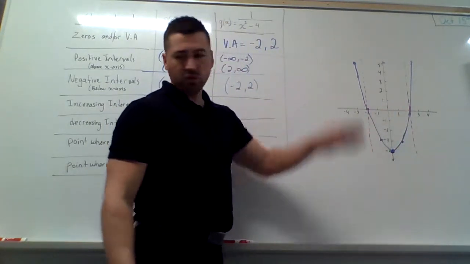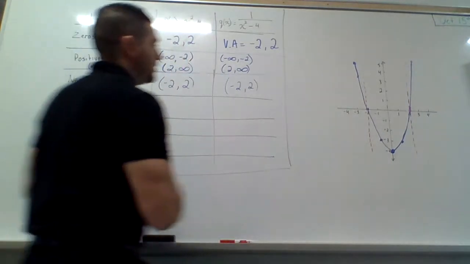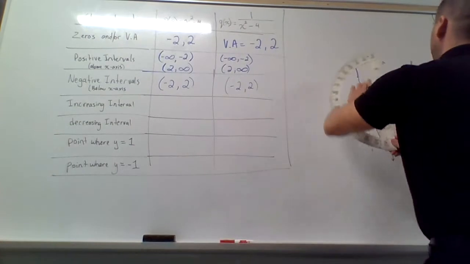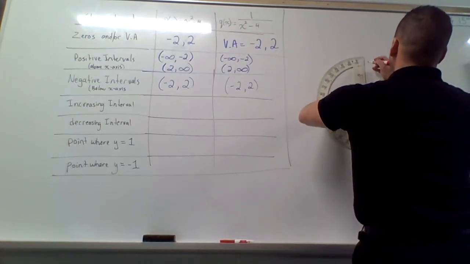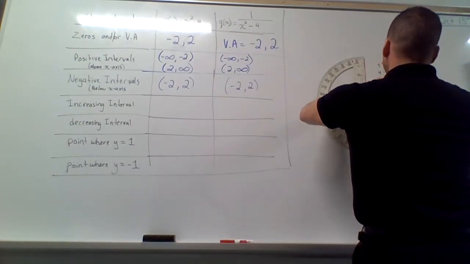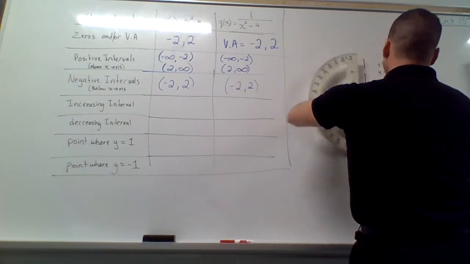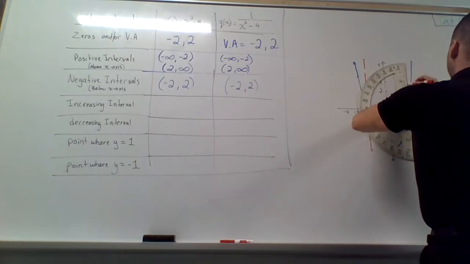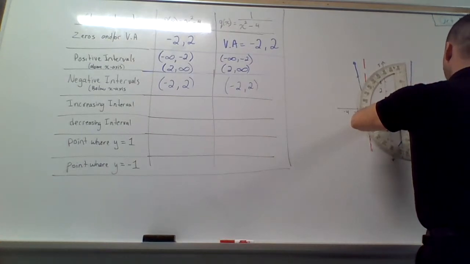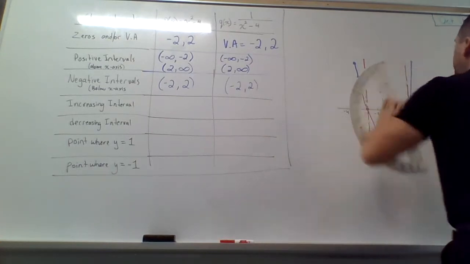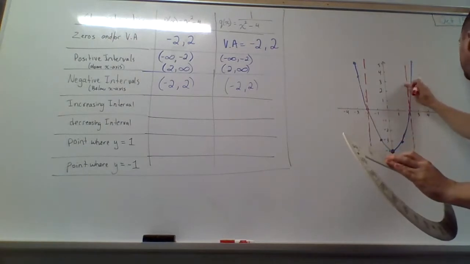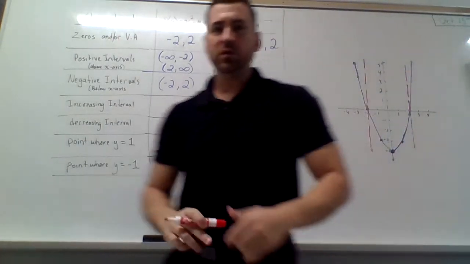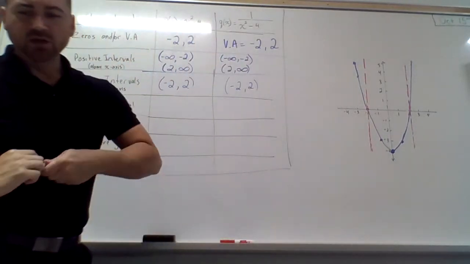Okay, then I drew asymptotes for the reciprocal function. I'm going to make this a little bit better. Okay, so those are my asymptotes for the reciprocal function. Okay, so what do you do now?